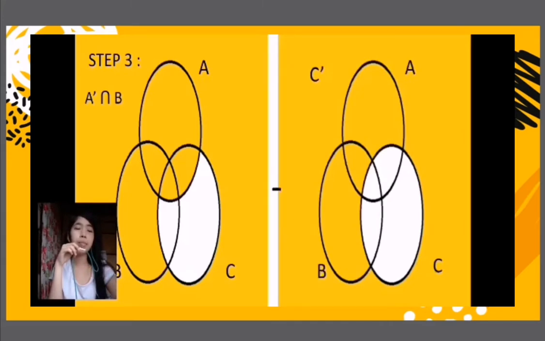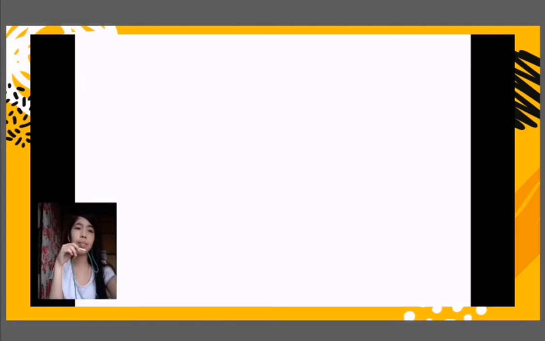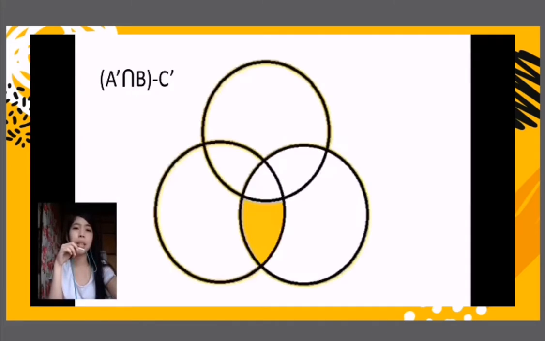So this is the minus symbol, which means all elements that are in A complement intersect with B that are not in C complement. So this is the A complement intersect with B minus C complement. This is the illustration. This is the A, this is the B, and this is the C.